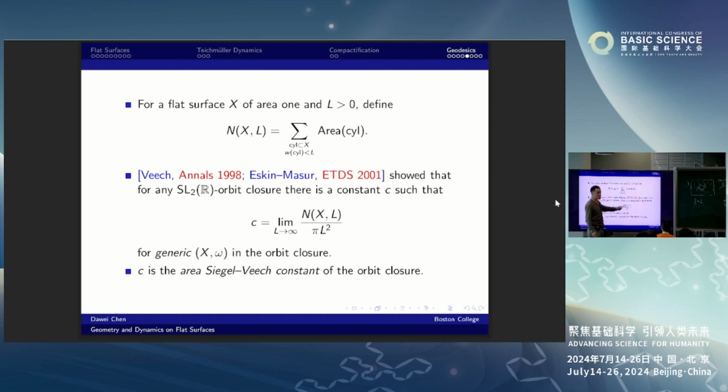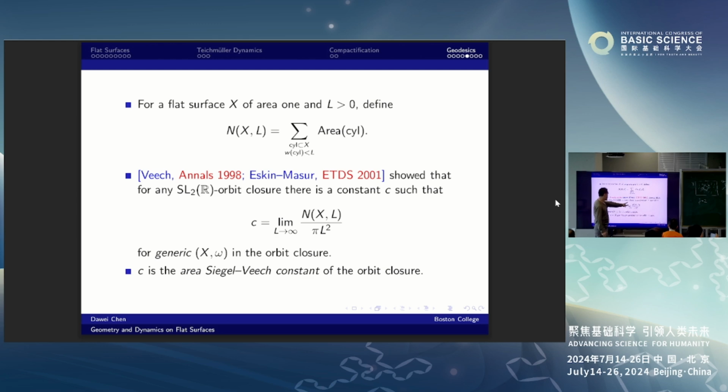I sum up their areas together. This sum is called N, which depends on L. And Veech and Eskin–Masur showed independently that for any orbit closure, you can find a constant C where this number has a quadratic growth rate, roughly given by C times pi L squared. We have seen this behavior for counting saddle connections on the flat torus. The same asymptotic still holds for such a counting problem in higher genus in general.